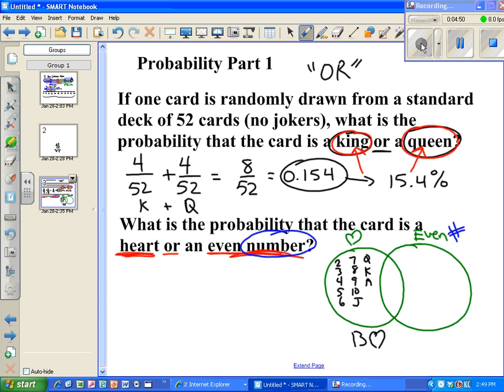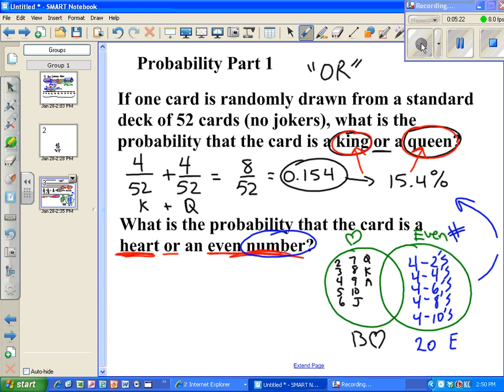So if I look at this list I'm going to create, I have 4 cards, one of each suit, that are all 2s. I have 4 4s, 4 6s, 4 8s, 4 10s. So that's a total of 4, 8, 12, 16, 20 even cards.